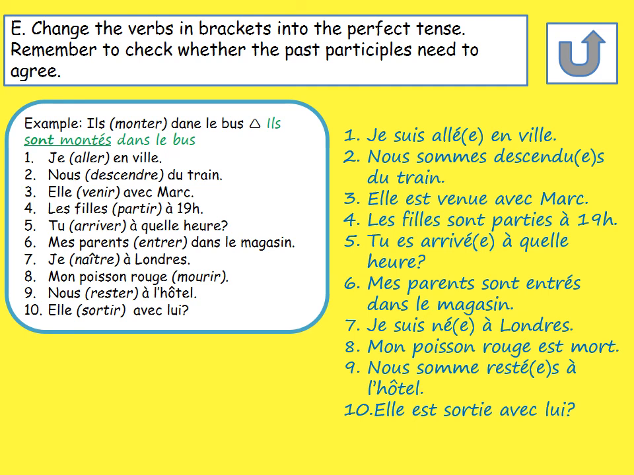I've just noticed, sorry, a typo. On number 9, nous sommes restés. Some should have an S, obviously. Numéro 10. Elle est sortie avec lui. Did she go out with him?